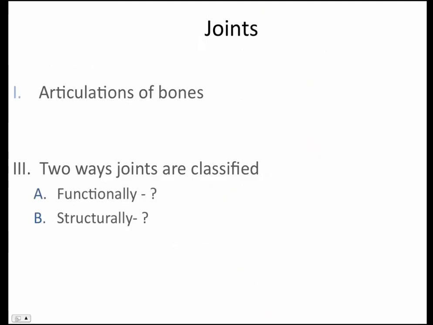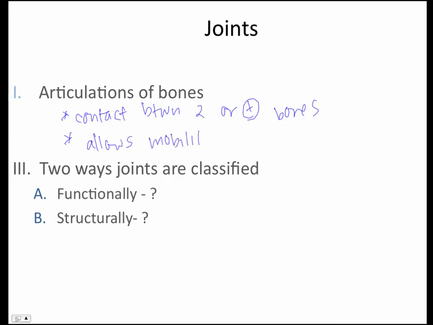Now, since we've gone over the bones, let's look at the different ways that these bones come together. And so articulations, once again, are when two or more bones come into contact with each other. These areas are where we can have mobility between bones. Contact between 2 or more bones, and this allows for mobility.